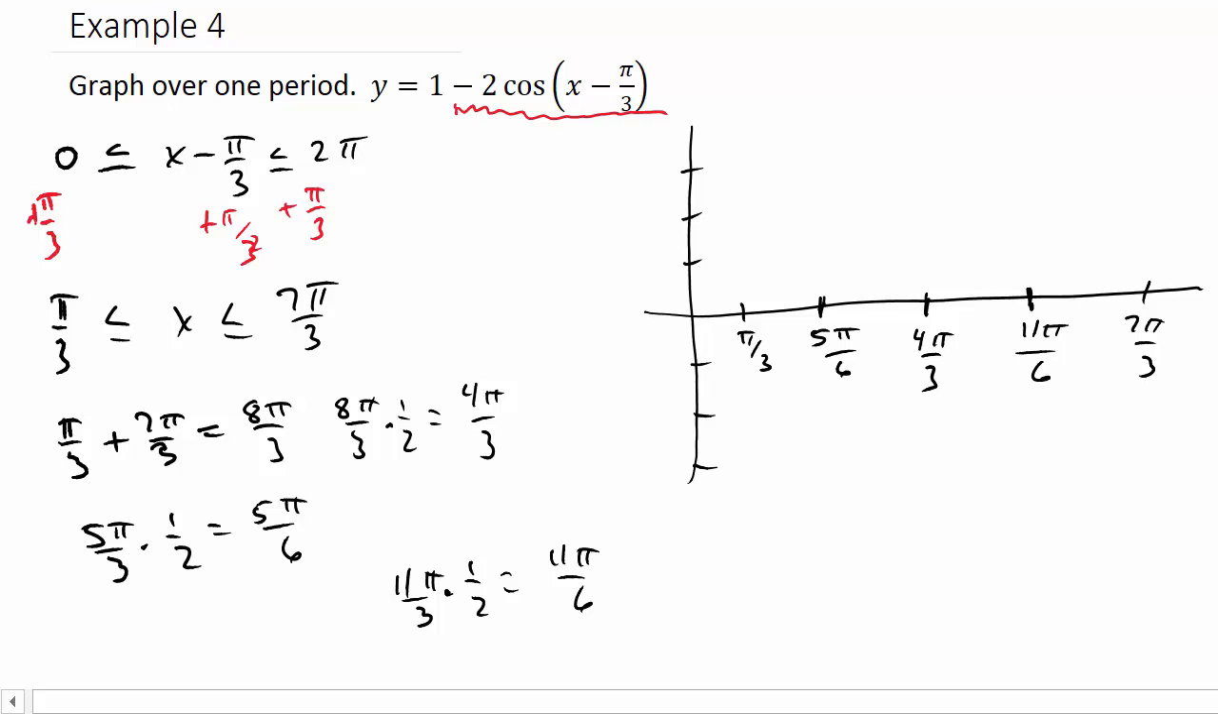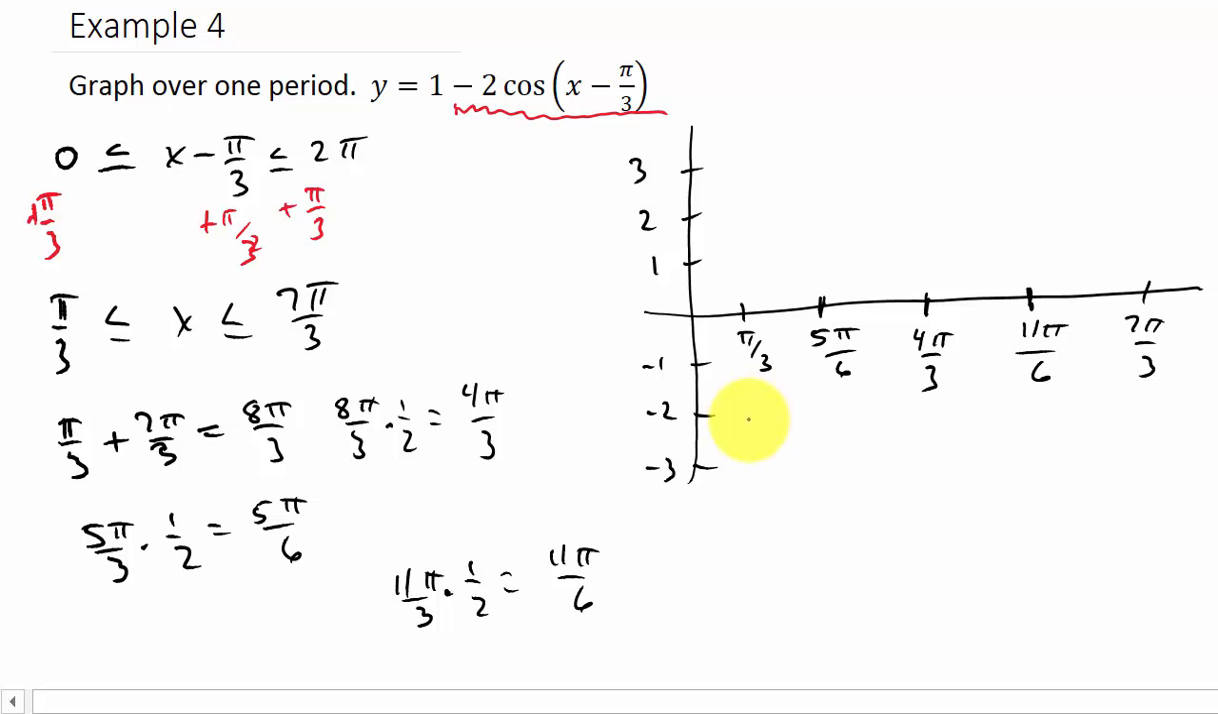Alright, now watch this. Let's see, we've got negative 1, negative 2, negative 3, 1, 2, 3. Alright, so still we're not worried about the 1. So I've got negative 2 cosine x minus pi over 3. Okay, so here's where I'm starting. Cosine starts out at its maximum, but since I have a negative in front, see the negative 2, it's going to its minimum.